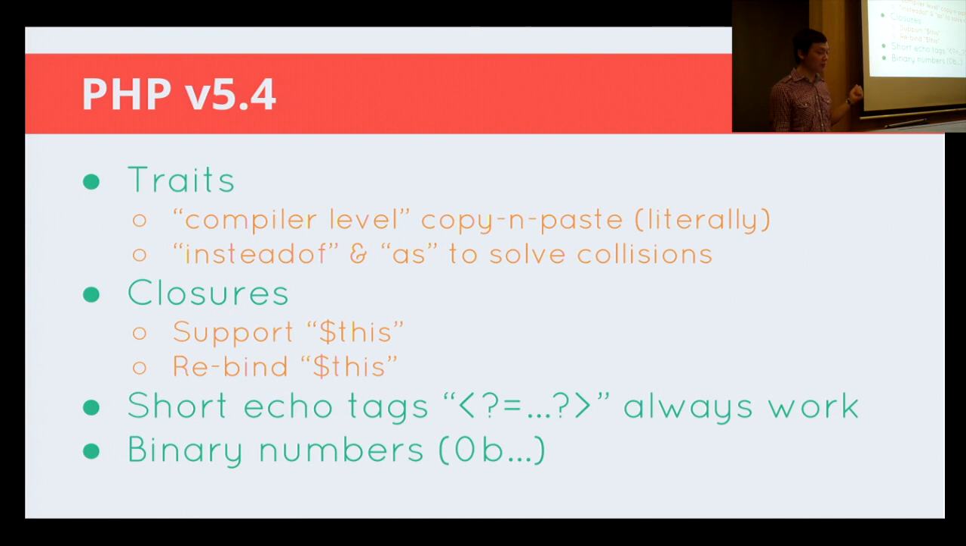I will show that later. Also in PHP 5.4, we have closure support for the this variable. And by supporting the this variable, we can also rebind it. That means if you have a closure in your program defined in one class, and later you want to use it in another place, with the same function name from another class, we can rebind it to another class to run it, and this closure will run the new function in the new class.